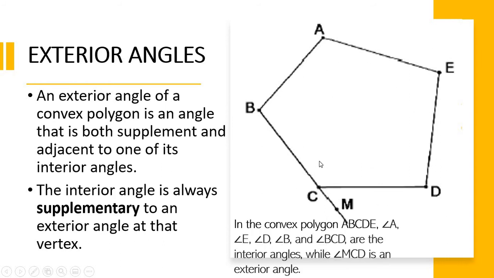So in the convex polygon ABCDE, we have interior angles A, E, D, B, and angle BCD. Bakit hindi na lang gawing angle C? Kasi meron tayo ditong exterior angle. So kapag ang ginamit lang natin ay angle C, it will be confusing, kasi nga meron tayong interior and exterior angles. So angle BCD yung gagamitin natin. And we only have one exterior angle for this illustration, which is the angle MCD.